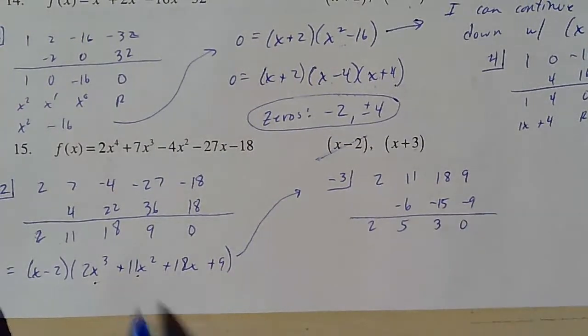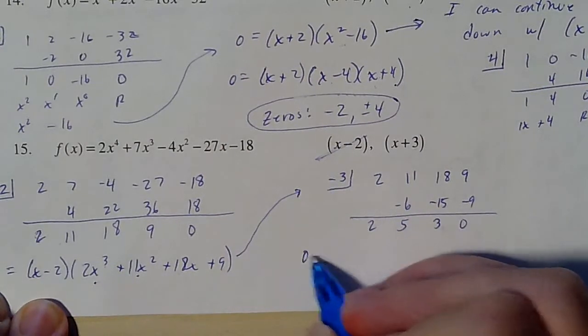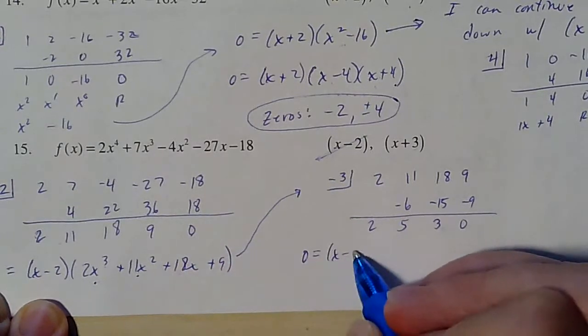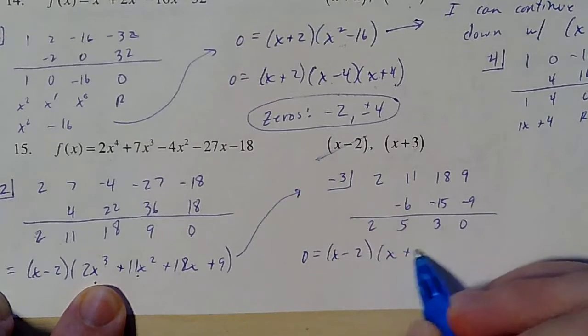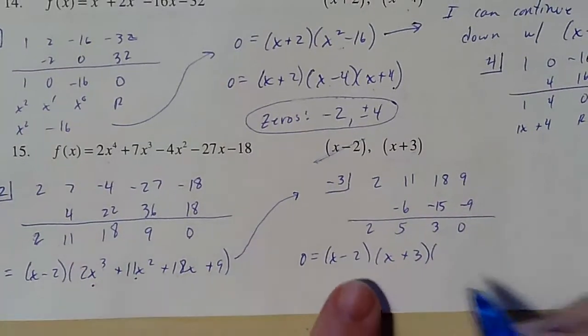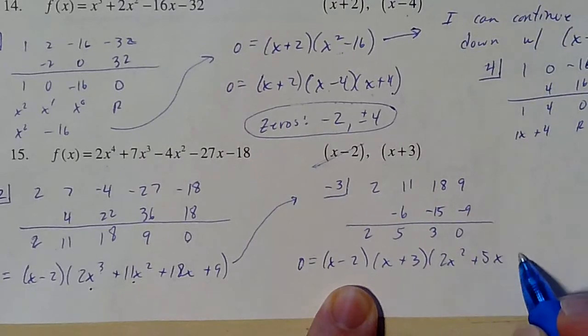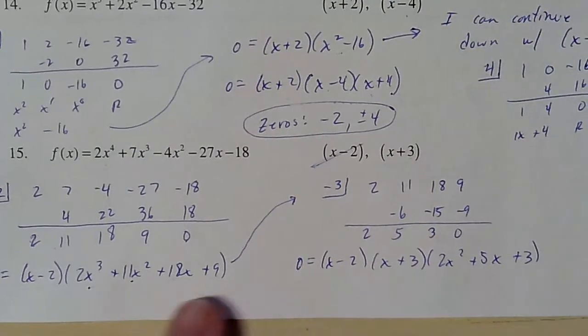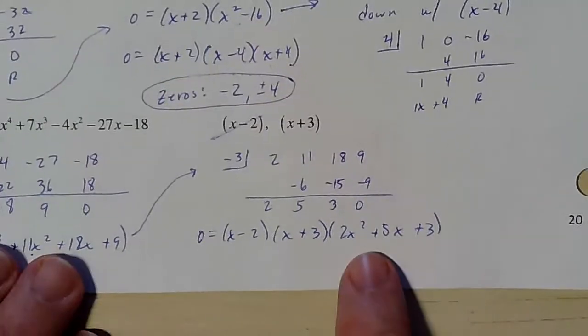Okay, so now I can break down this x cubed function as x plus 3 times this. So it's going to look like this now. 0 equals x minus 2 is still there, of course. This will be expressed as x plus 3 times this, 2x squared plus 5x plus 3. Okay, now hopefully this is factorable so we can finish this thing.